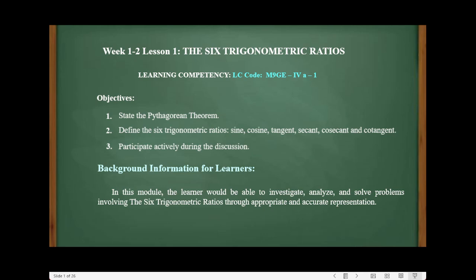If we're going to count these ratios, we have 6. But we only consider at this point the first 2. Anyway, these 6 are the sine, cosine, tangent, secant, cosecant, and cotangent. Again, we only take the first 2, the sine and cosine. And of course, you know the third objective.